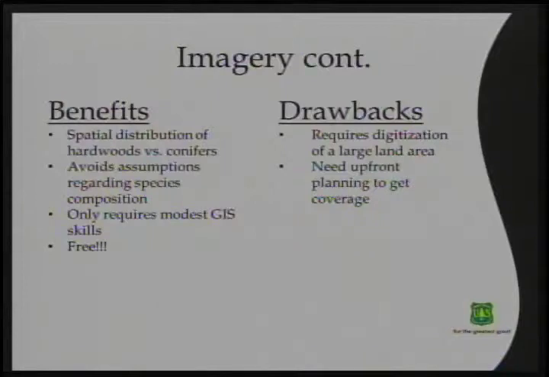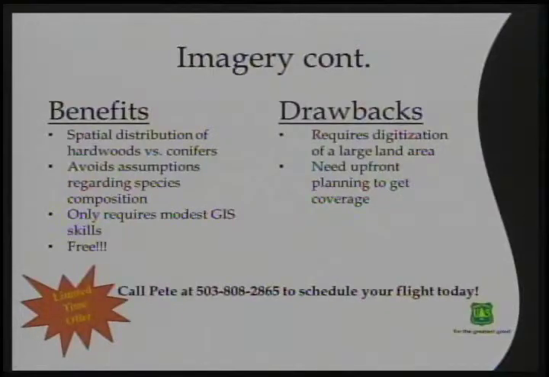So the benefits of the imagery: you can get spatial distribution of hardwoods versus conifers. It avoids assumptions regarding species composition in some of these stands. It only requires modest GIS skills to be able to do that. And it's free, actually. It's a private satellite, but apparently the Department of Defense has it contracted, and federal agencies can slip their projects in there. With one caveat, I believe that it might go offline here soon. So, limited time offer. Call Pete. You can try.